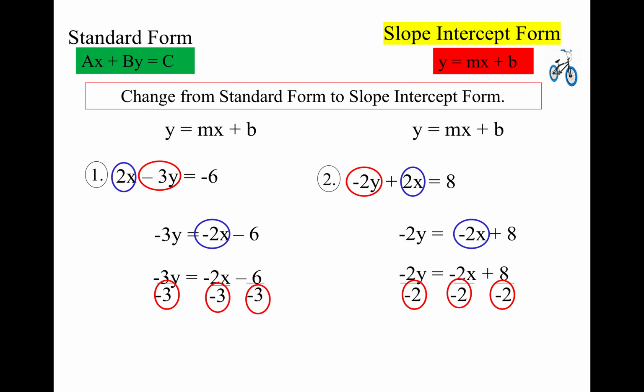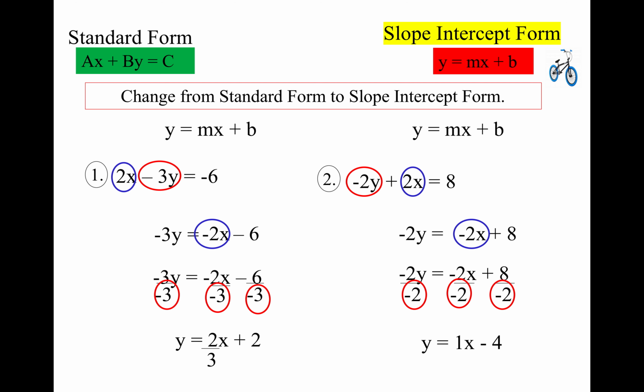So now we're going to end up with y equals 2/3 x plus 2 and y equals 1x minus 4. Well, how do we get that? Negative 3 divided by negative 3 is 1, so we get 1y. It's understood to be a 1 in front of the y. Negative divided by negative is a positive, so we get 2/3 x. And then a negative 3 goes into a negative 6 2 times, because a negative divided by a negative is a positive. That's how we got the plus 2.